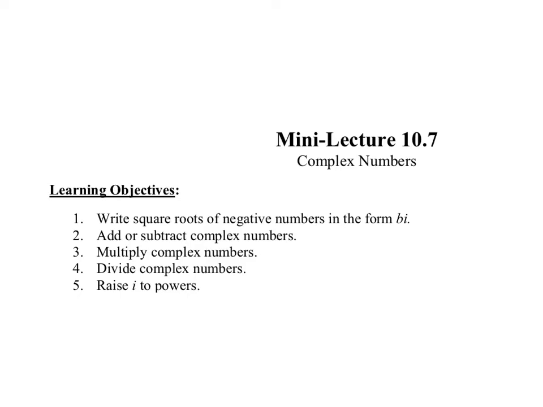In section 10.7, we're looking at complex numbers. Our objectives are to write square roots of negative numbers in the form of bi, where i is the imaginary number. Number two is to add or subtract complex numbers, multiply complex numbers, divide complex numbers, and raise i to powers.